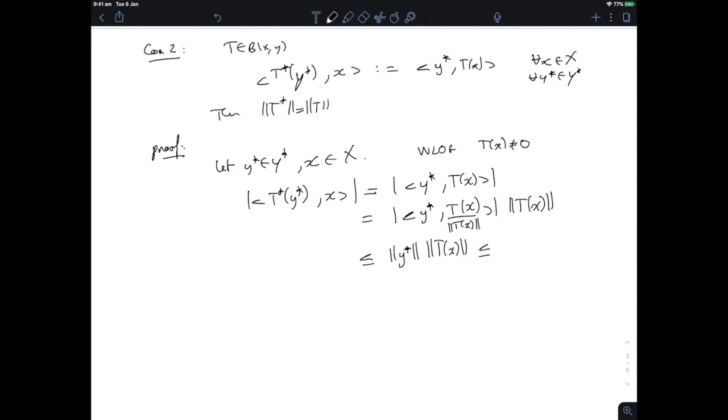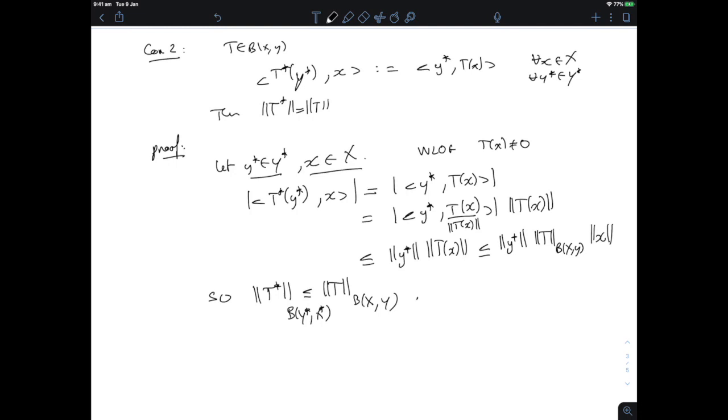And now by definition of the norm in the space of bounded linear maps from X to Y, which is also defined as a sup, this is smaller than the norm of T in B(X,Y) times the norm of x. And that is exactly saying, because this is true for every y star and every x, that the norm of T star is smaller than the norm of T. That's the norm as a bounded linear map from Y star to X star. That's the norm as a bounded linear map from X to Y.